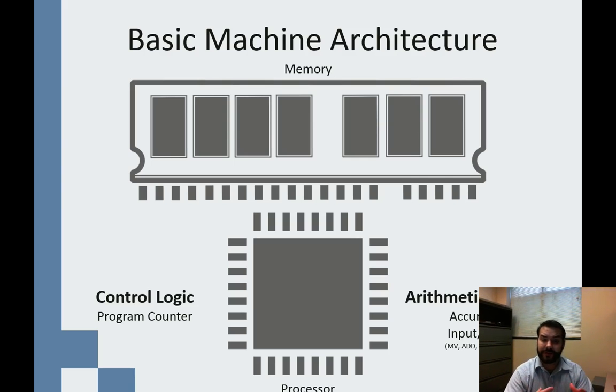So how does this start to fall into play? Well, memory is memory. It is there to store data. But the processor starts to break down into two separate quadrants. It's actually sort of the brain of the computer. The first portion is we get what's known as the control logic. And what that does is that acts as sort of the counter, the step-by-step instructional set.